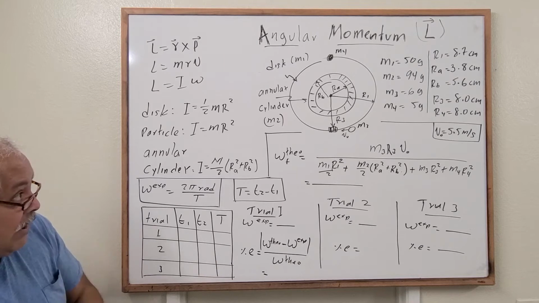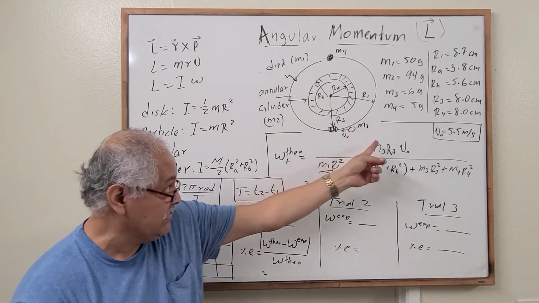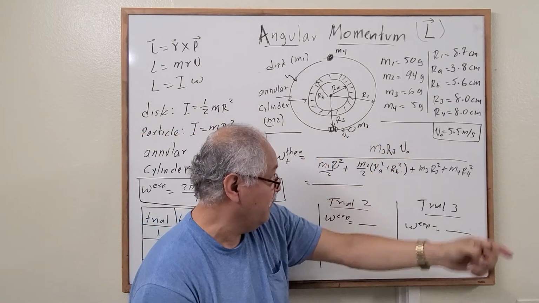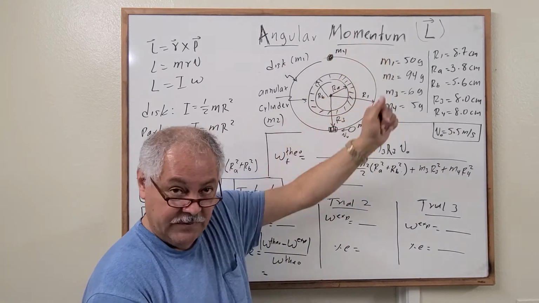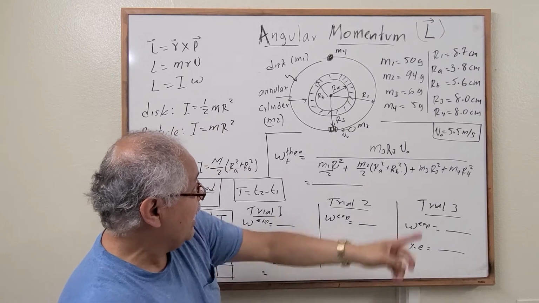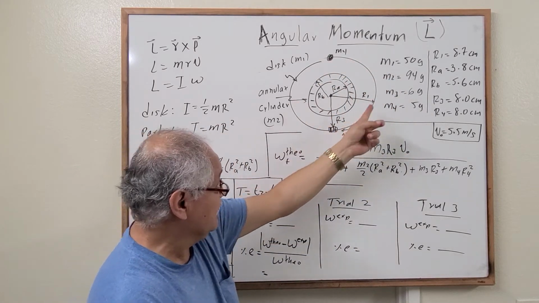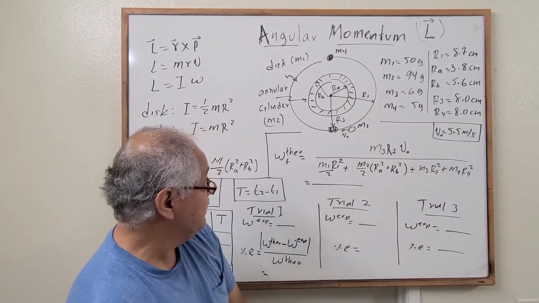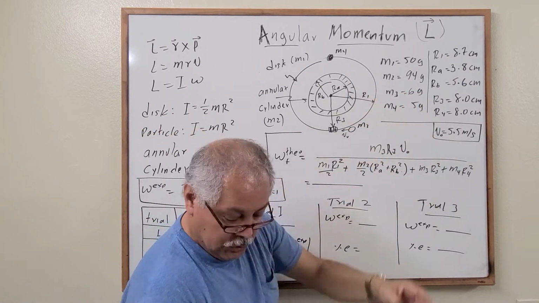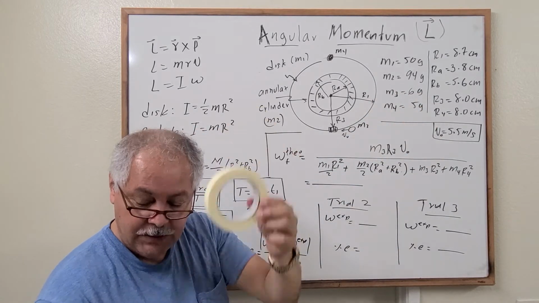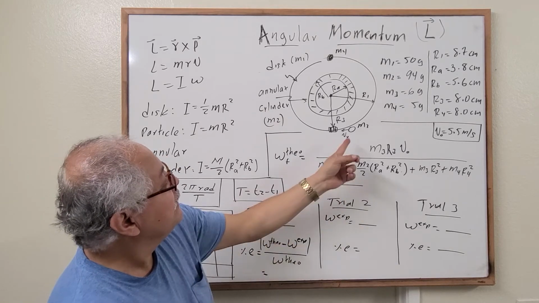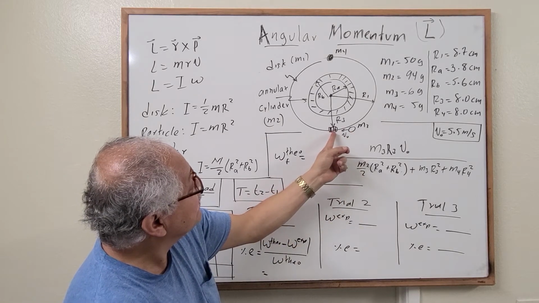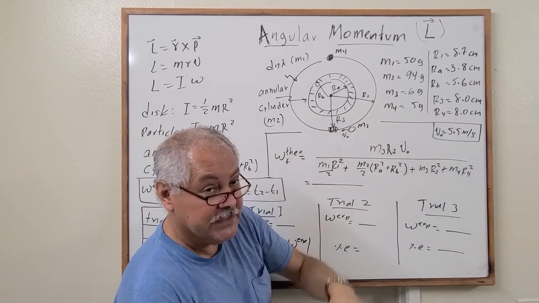Perfect. So we have initial velocity. The initial velocity calculated for the bullet is 5.5 meters per second. Also, we have the masses. It's already measured, right? For the turntable it is about 50 grams. M2, which is this object, might be 94 grams. M3, the bullet plus this mass, is 6 grams.